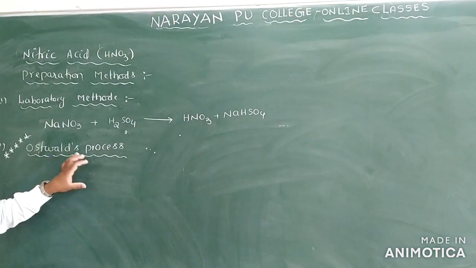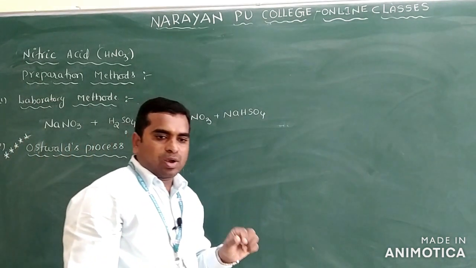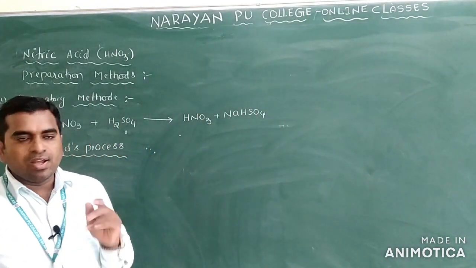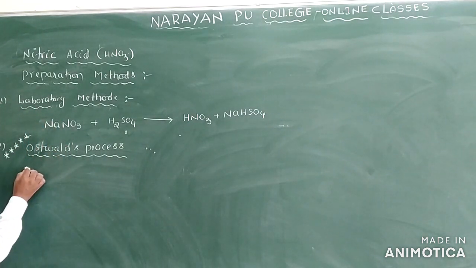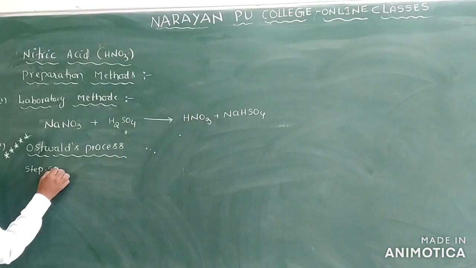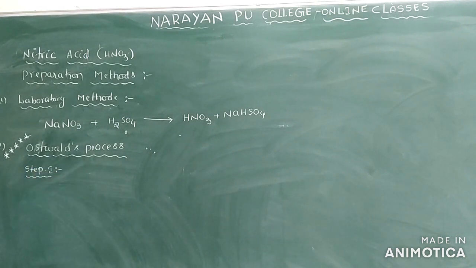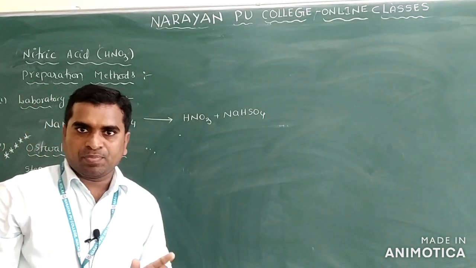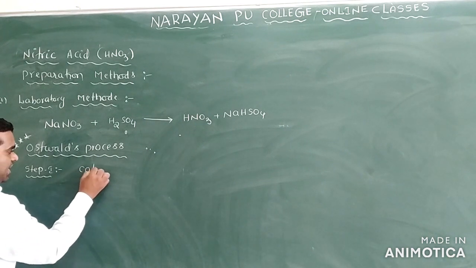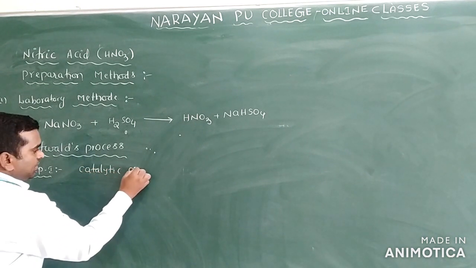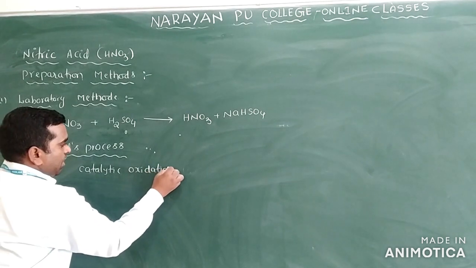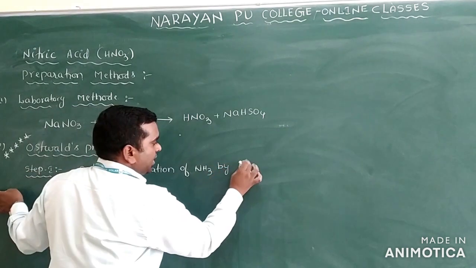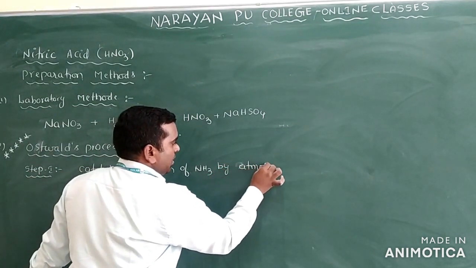The preparation of nitric acid by the Ostwald process involves 3 steps. How many steps? 3 steps. What is the first step? One by one we will write here. Step 1. What is step 1? Catalytic oxidation of ammonia by atmospheric air.